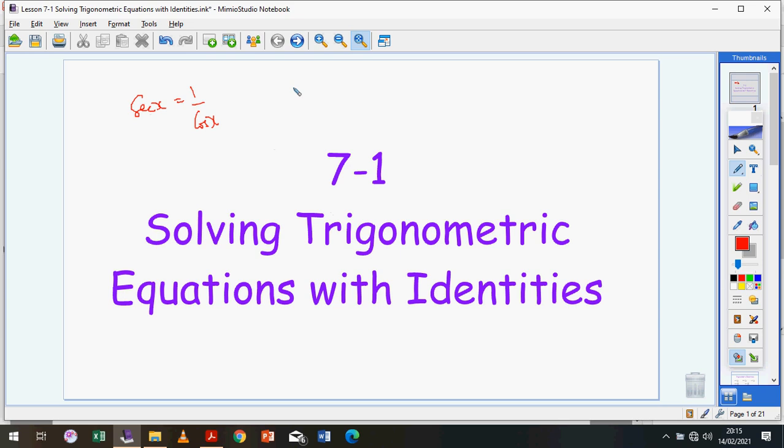Tangent is sine over cos. Cot is 1 over tan, which is the same thing as cos over sine. So equations involving these functions or trigonometric identities can be solved by figuring out which way of writing this trigonometric function I can use to solve the equation. You're going to see what I mean in a second.